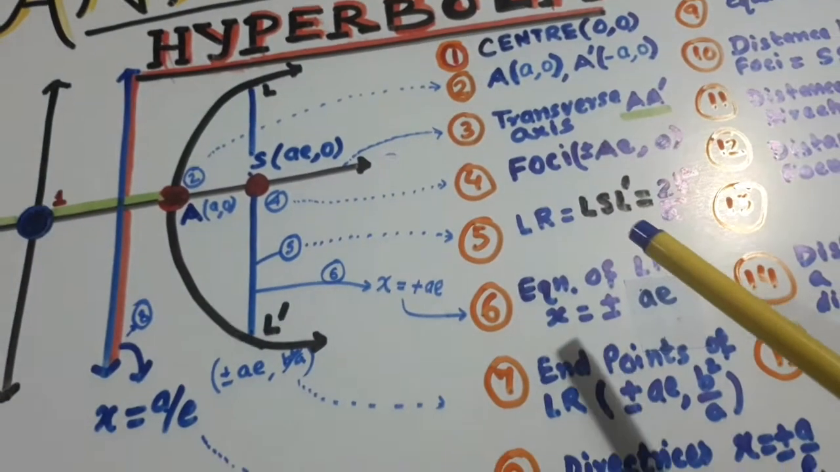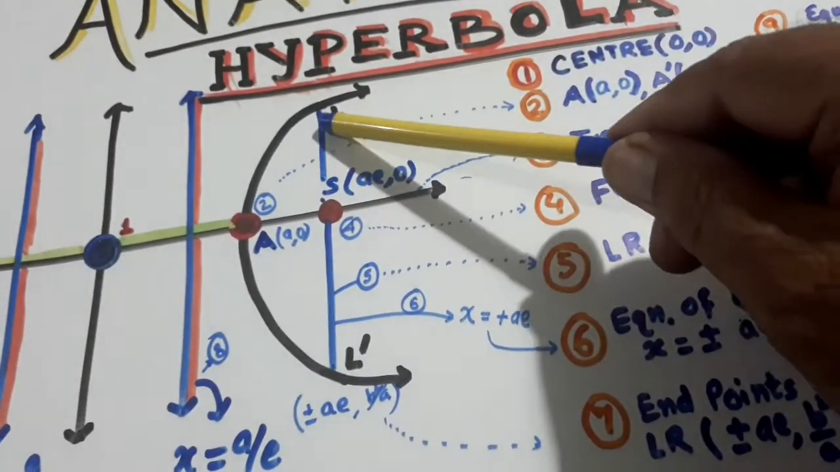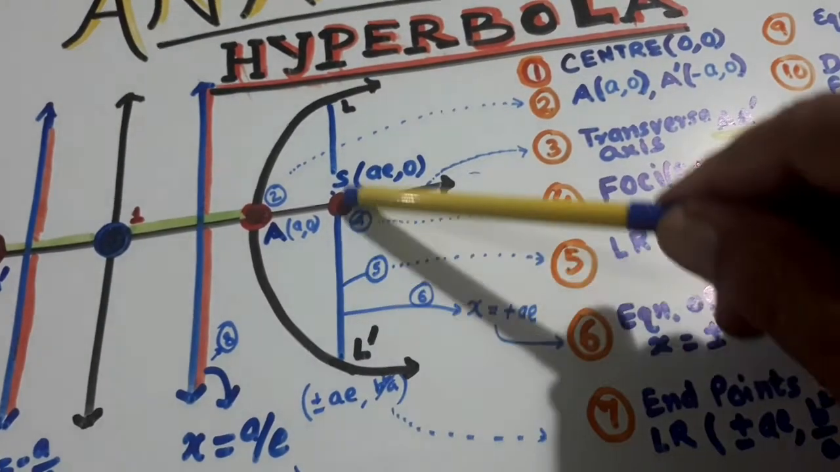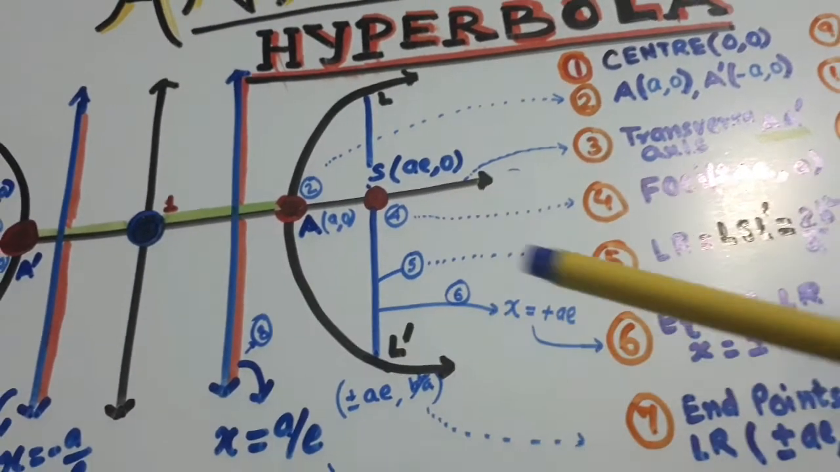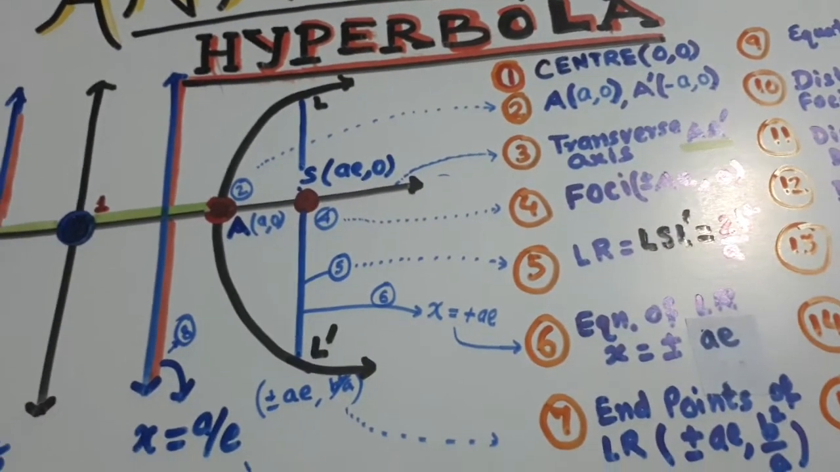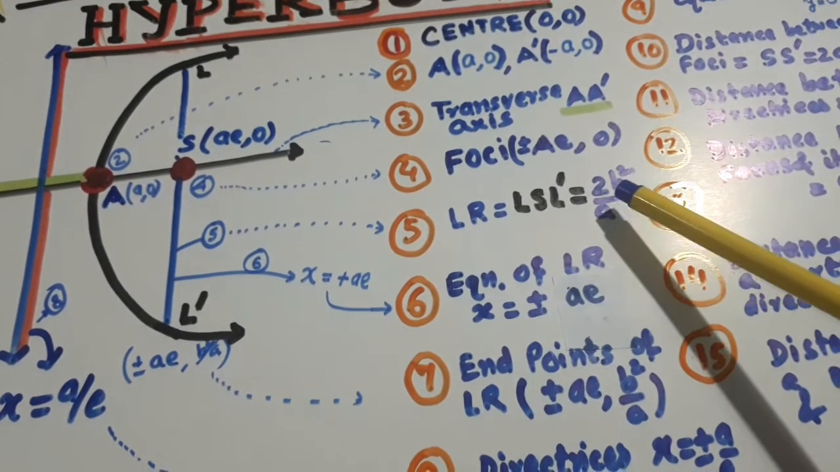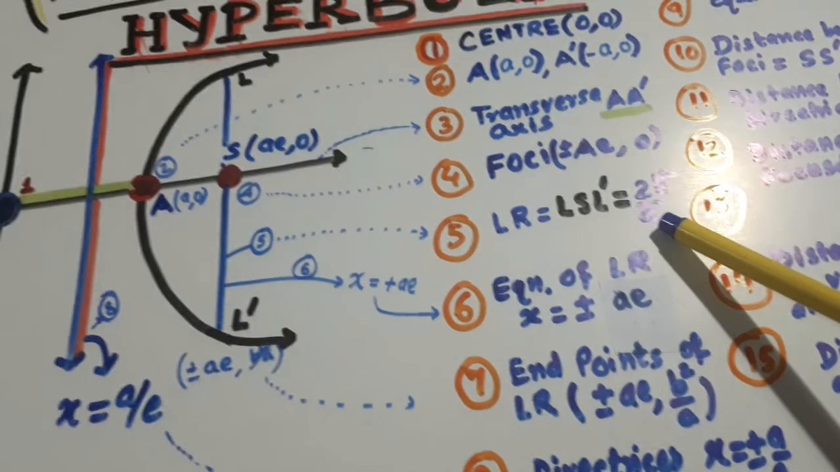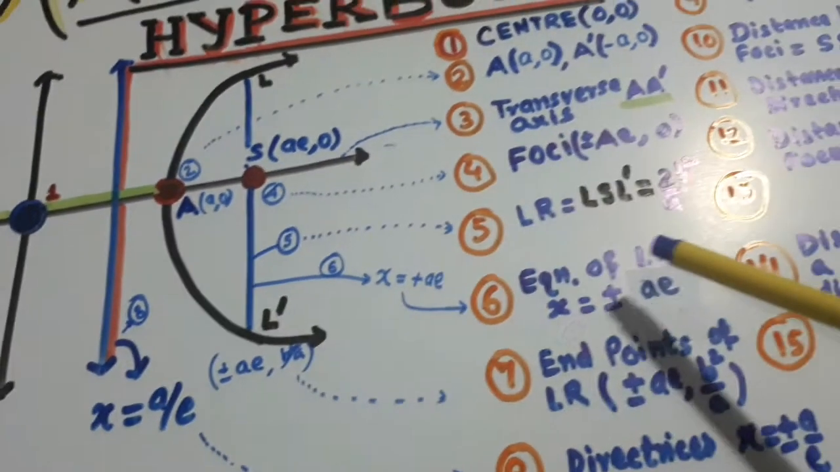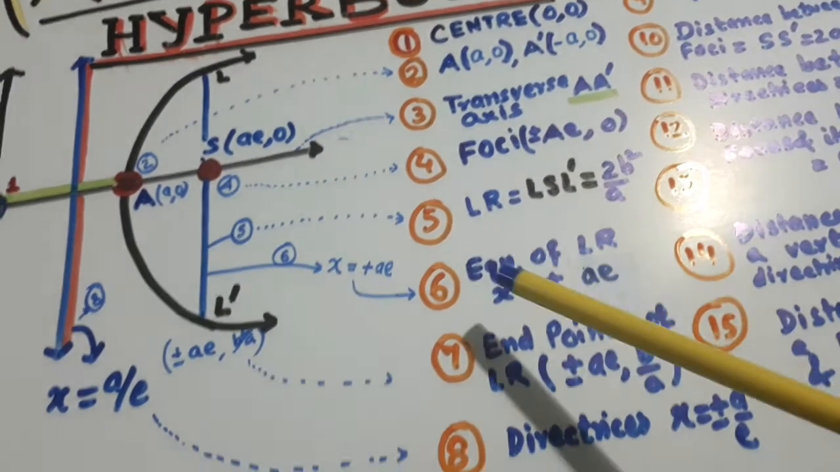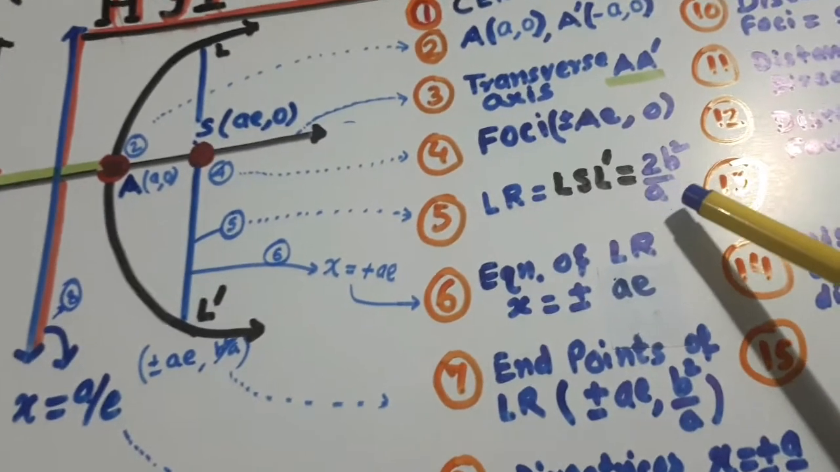Let us go next. Latus rectum. This line passing through the focus perpendicular to the axis is known as latus rectum, and its length is equal to 2b square over a. Look here, it is LSL', and this is latus rectum, and length is 2b square over a.